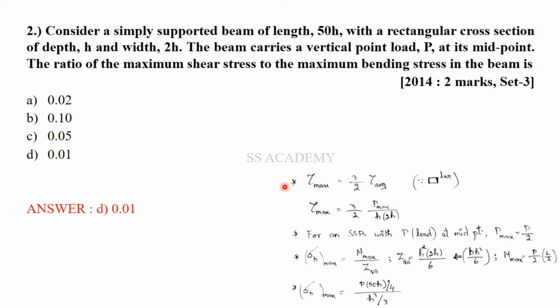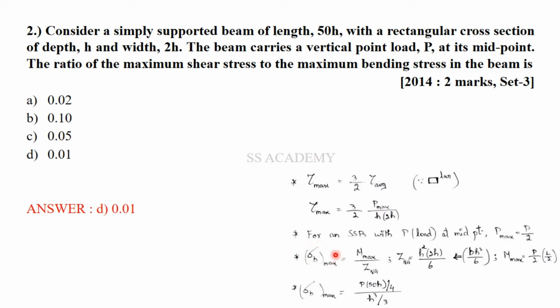We have discussed earlier that for a rectangular cross section, the maximum direct shear stress is given as 3 by 2 of tau average, where tau average is P divided by the area, which is h into 2h. But since they have asked the maximum direct shear stress, we are finding the maximum shear force, which gives the maximum shear stress. So we are finding P max divided by h into 2h. For an SSB with a point load at its midpoint, P max comes out to be P by 2. So just by substituting P by 2, you will be getting tau max.